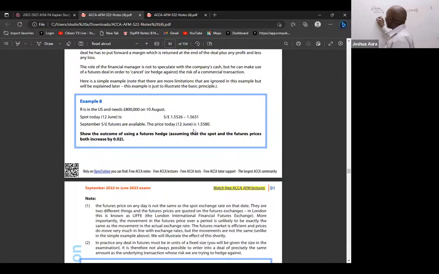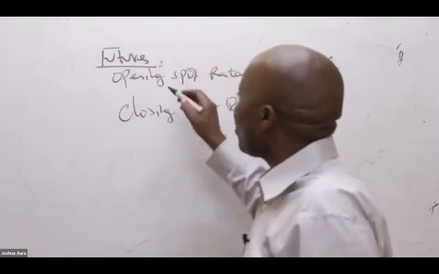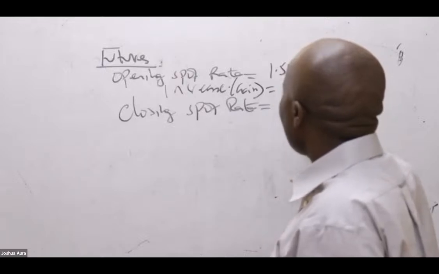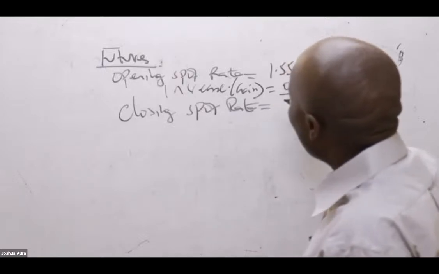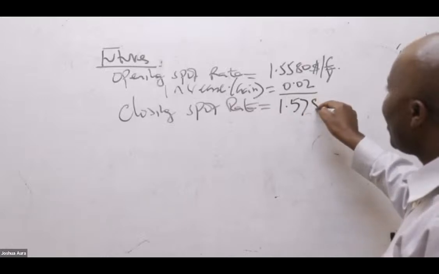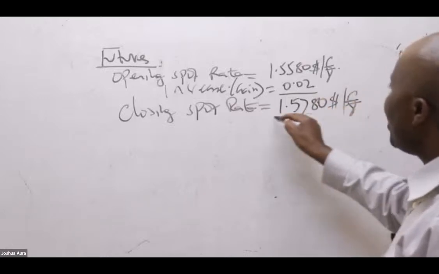Then straight away, go ahead and look for the closing spot rate. The closing spot rate basically is what will prevail during the time of exchange. This examiner made things quite simple. He told us that also the future prices will increase by 0.02. So I'll come and add the increase, which is a gain of 0.02 like that. When you add this, you'll get the closing spot rate. So the closing spot rate here will be $1.5780 per pound. Could you kindly underline this?